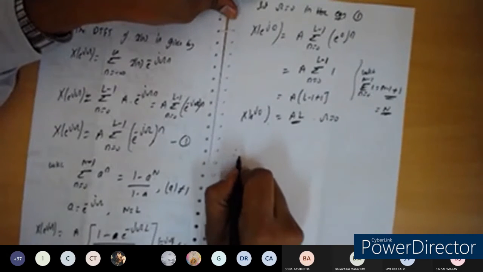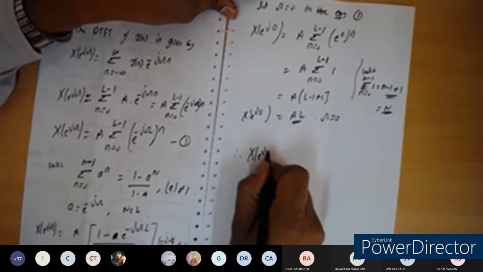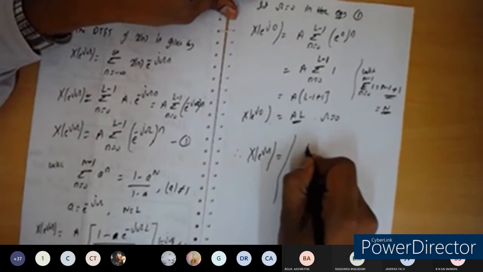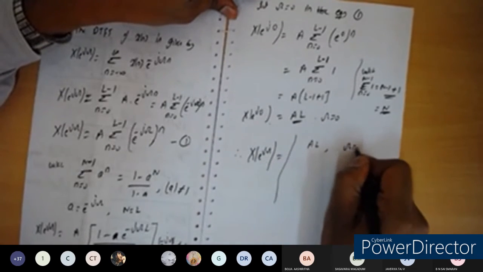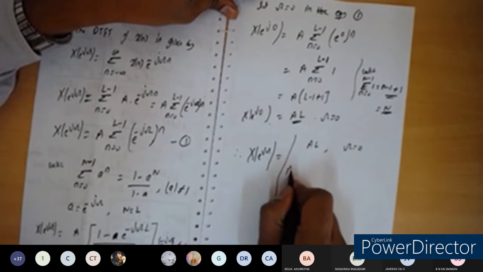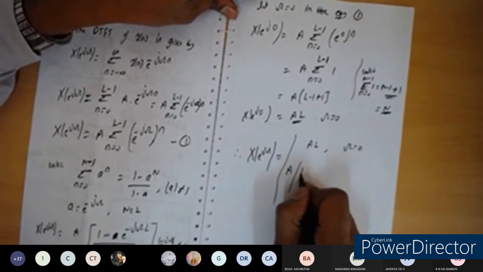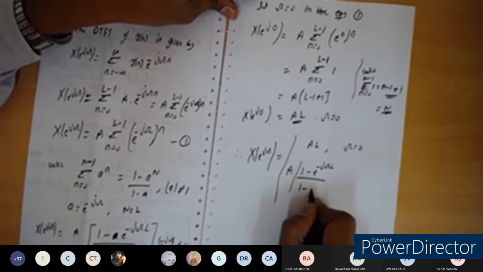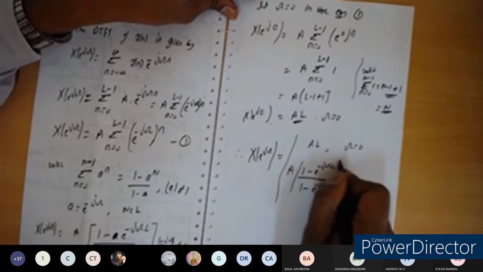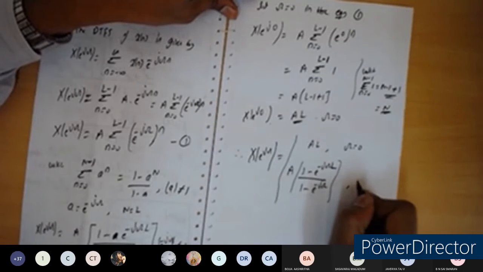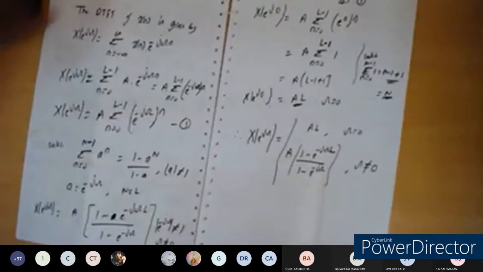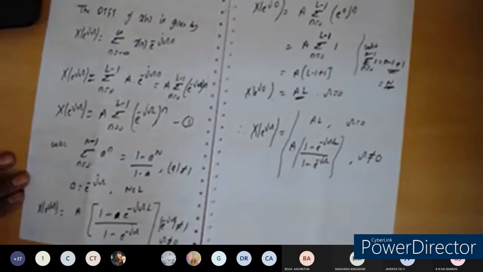Now let us summarize the value of X of e to the power of j omega. It is equal to A into L for omega equal to 0, and A into (1 minus e to the power of minus j omega L) divided by (1 minus e to the power of minus j omega) for omega not equal to 0.